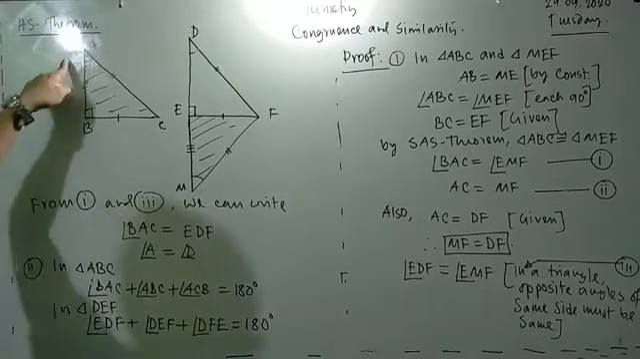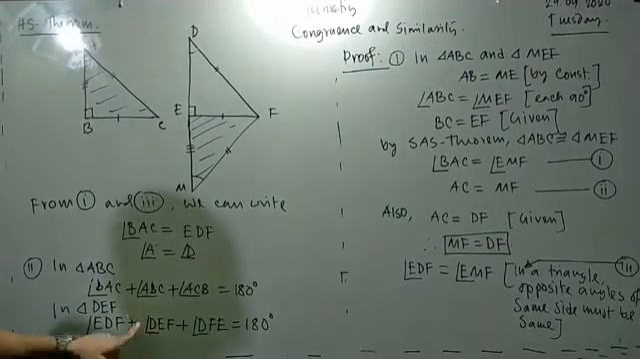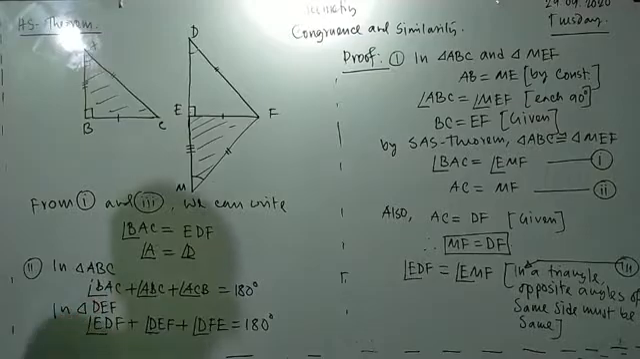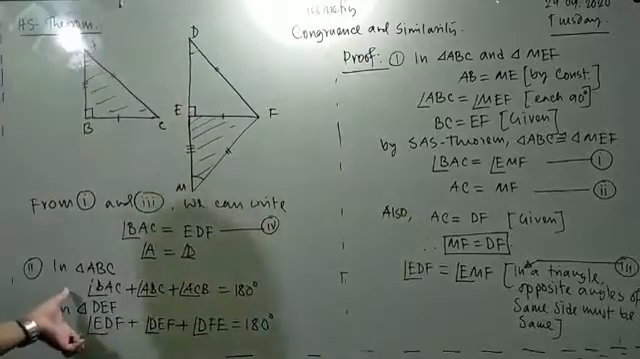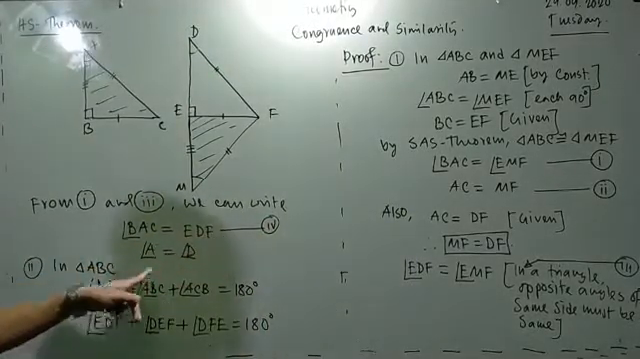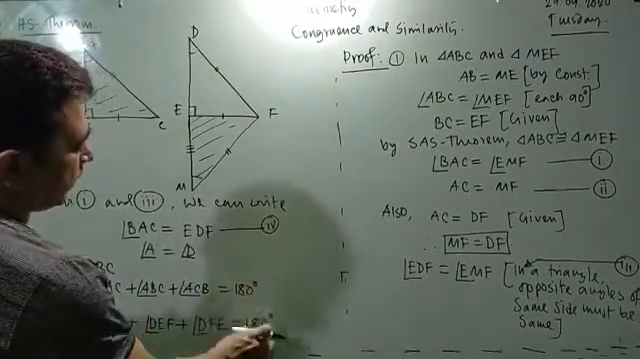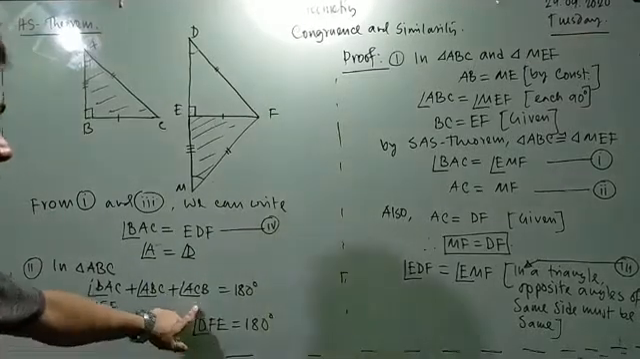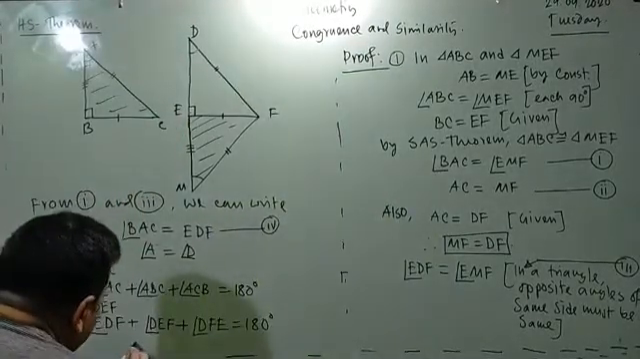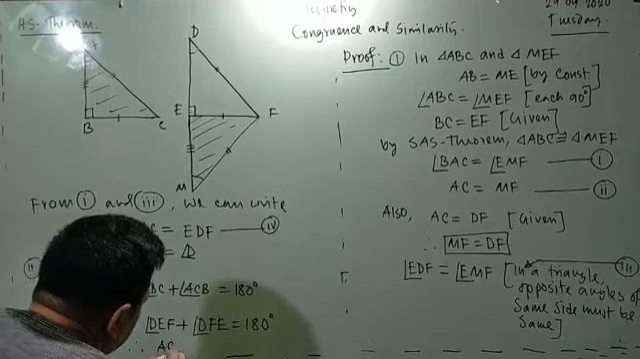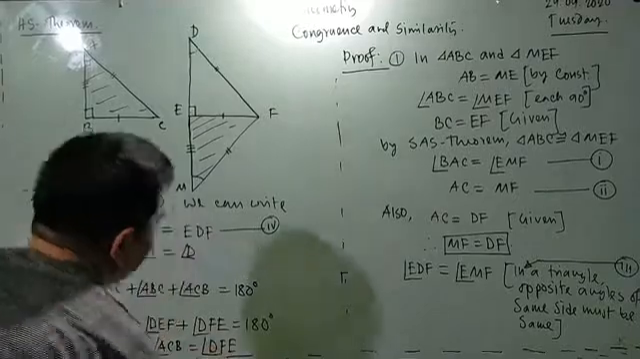We know that angle ABC equals angle DEF. Both of these angles are equal. Why? Both of these angles are 90 degrees, and we have shown that both of these angles are equal. We can say this one is 4. So both of these angles are equal from 4. Both are equal because they are 90 degrees, and all together all are 180 degrees. So we can say angle ACB equals angle DFE. So therefore we can write, therefore angle ACB equals angle DFE.